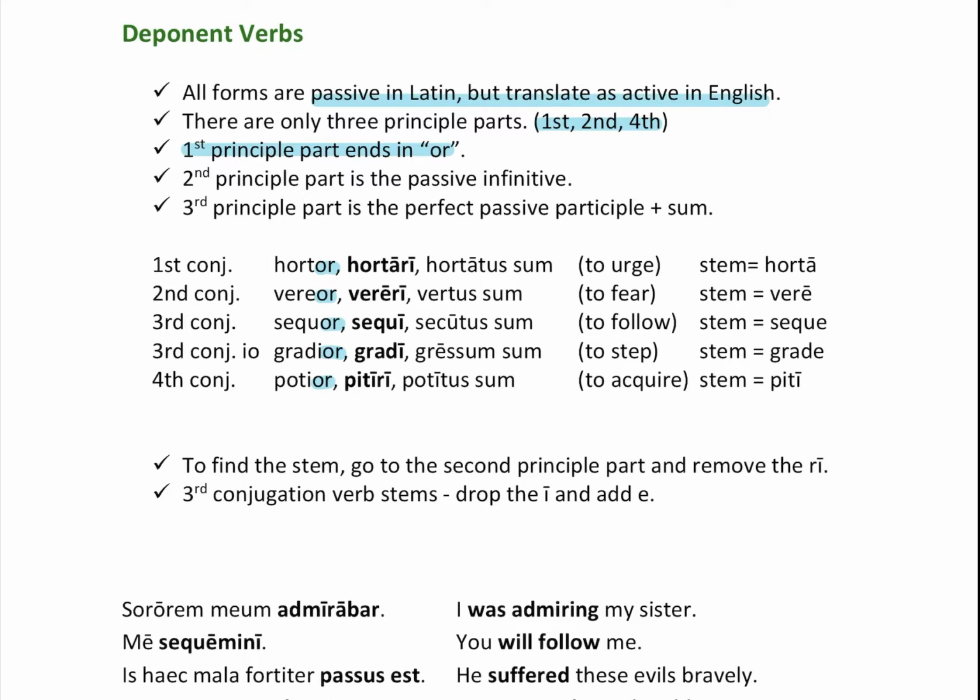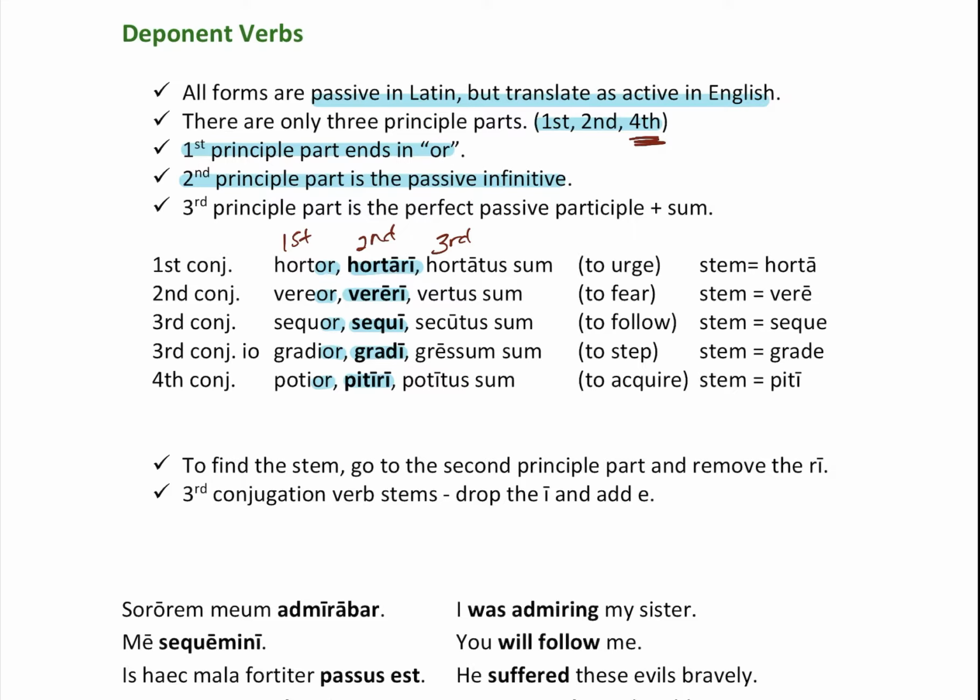As with regular verbs, you know which conjugation a verb is by its infinitive, what we call the second. So here's the first principal part, here's the second principal part, and I call this the third principal part. It is actually the fourth, but I call it the third because it's just listed third here. Okay, so the first principal part, we already know, ends in OR. The second principal part looks like an infinitive, but just not the ones you're used to. It's actually the form of the infinitive you've just learned. It's a passive infinitive. So the second principal part is simply the passive infinitive.